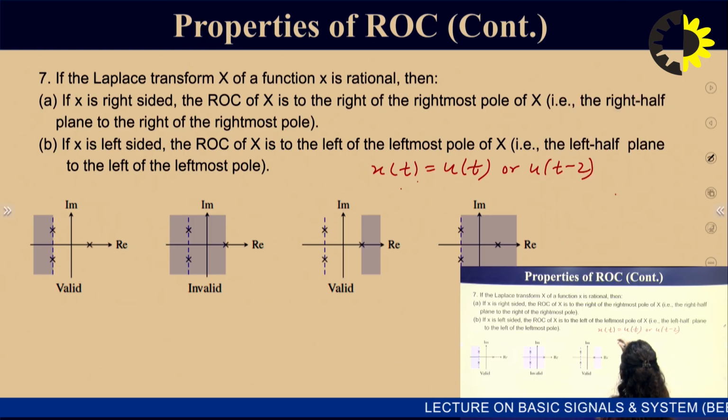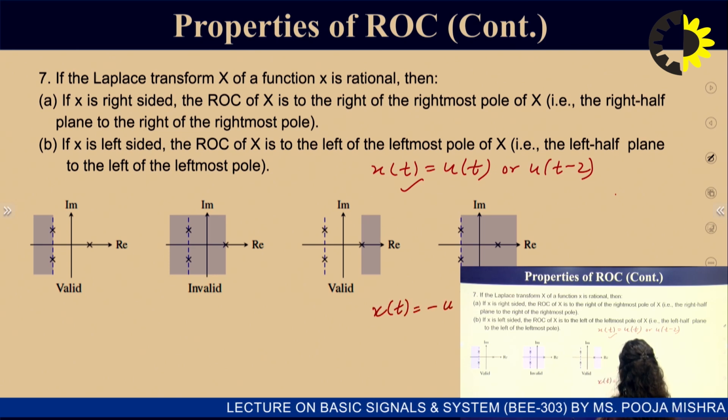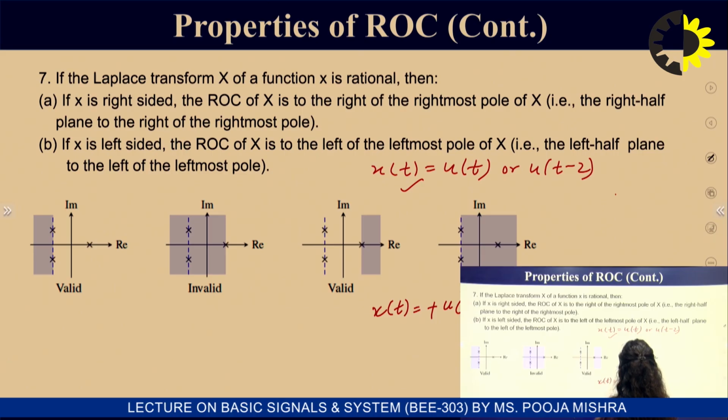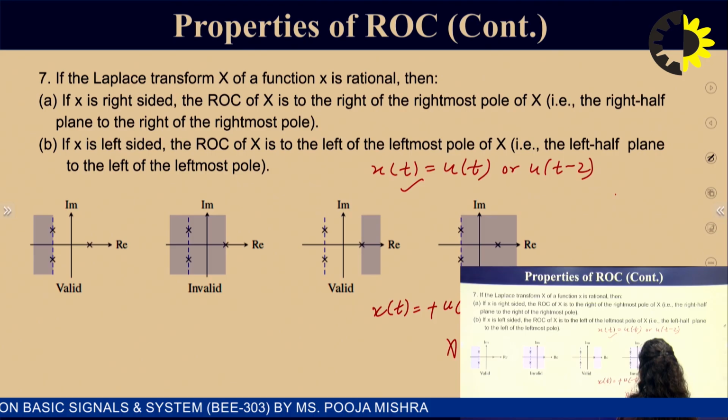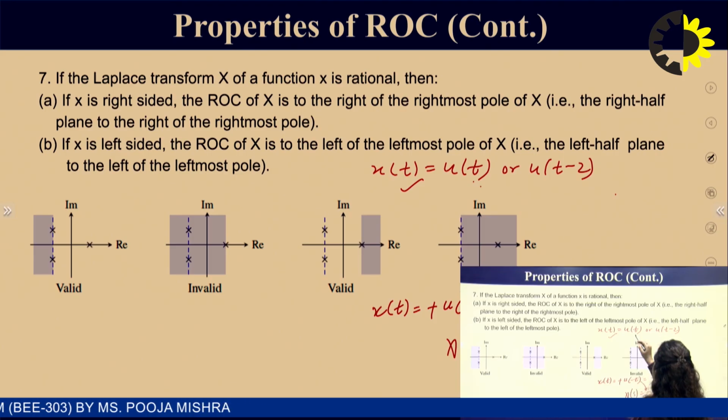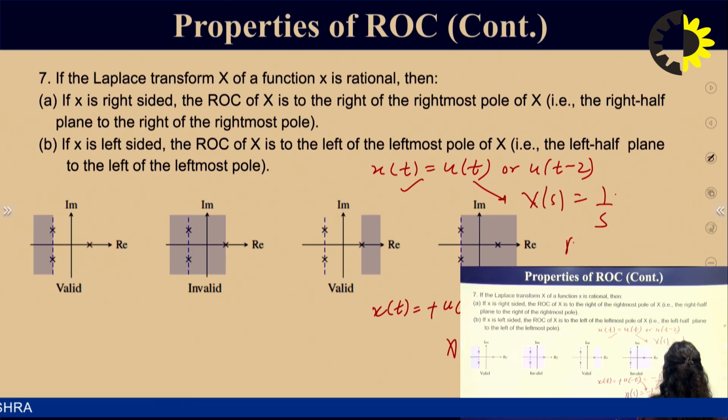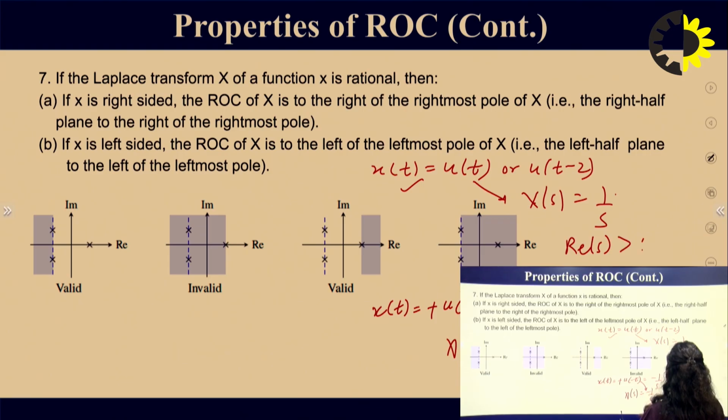And similarly, for x(t) equivalent to plus or minus u of minus t, for this case minus 1 upon s will be the X(s). In the other case, we have X(s) equivalent to 1 upon s. So here the ROC is real of s greater than 0 and here the ROC is real of s less than 0. In both cases, this is the right half plane and this is the left half plane.